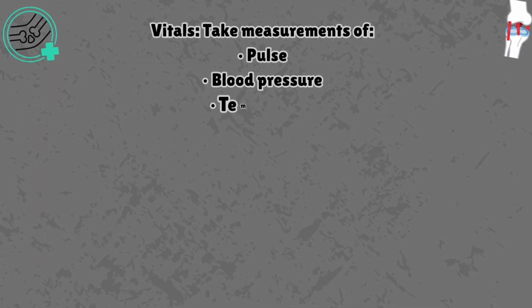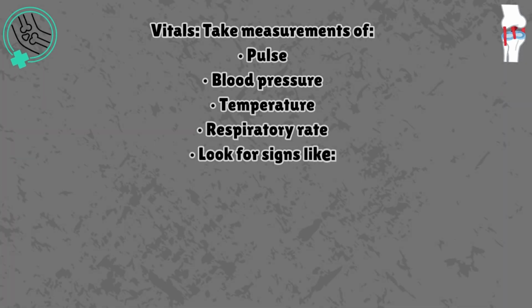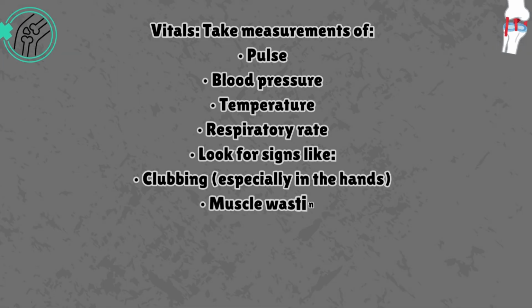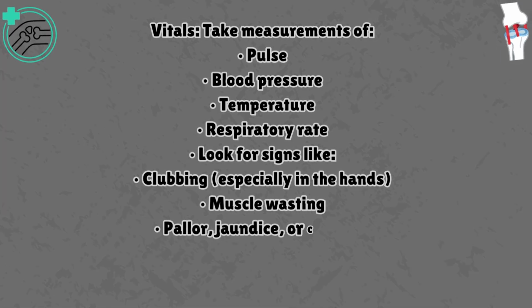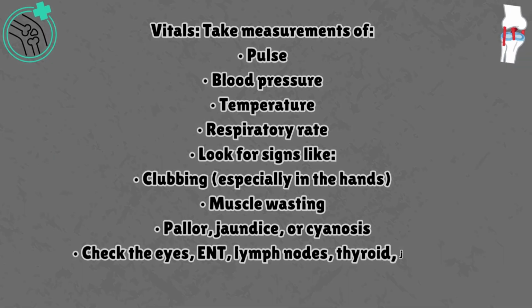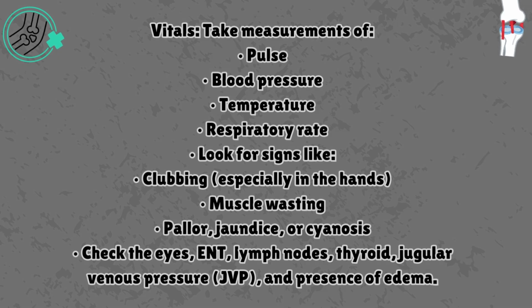Vitals. Take measurements of pulse, blood pressure, temperature, respiratory rate. Look for signs like clubbing, especially in the hands, muscle wasting, pallor, jaundice, or cyanosis. Check the eyes, ENT, lymph nodes, thyroid, jugular venous pressure, and presence of edema.